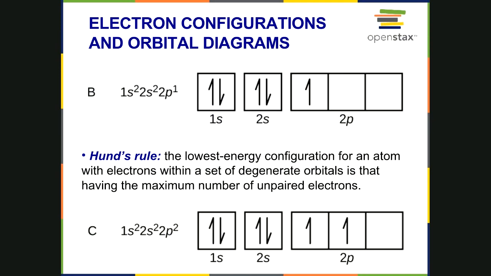So that rule, this is kind of a jump back, but the rule that I said where when you add electrons to a sublevel, you have to separate them out before you pair them up, that's referred to as Hund's rule. It just states the lowest energy configuration for an atom with electrons within a set of orbitals is having the maximum number of unpaired electrons. Another way of saying it: when you're adding electrons to a sublevel, give them parallel spins in separate orbitals before you pair them up.